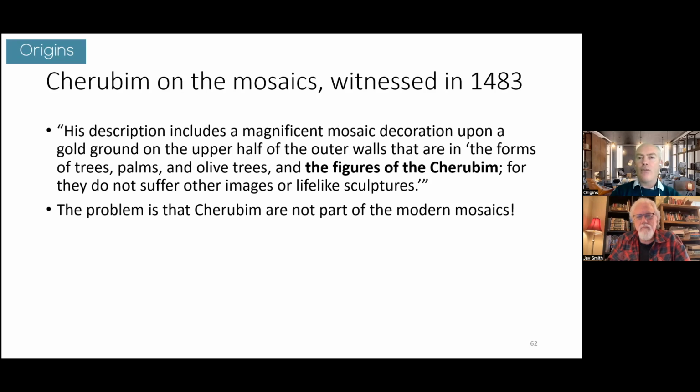Now, this one is from 1483. His description includes a magnificent mosaic decoration upon a gold ground on the upper half of the outer walls that are in the forms of trees, palms, and olive trees, and the figures of the cherubim. For they do not suffer other images or lifelike sculptures. The problem is that cherubim are not part of the modern mosaics. Now, this is on the outer walls, presumably the exterior of the Dome of the Rock.